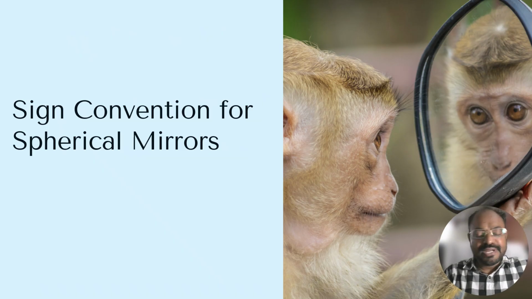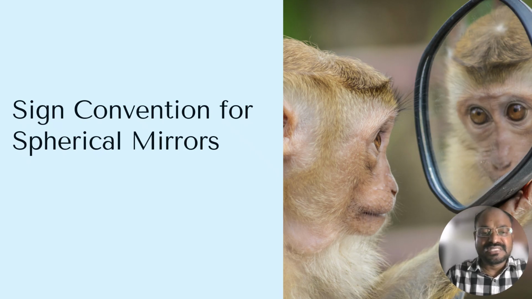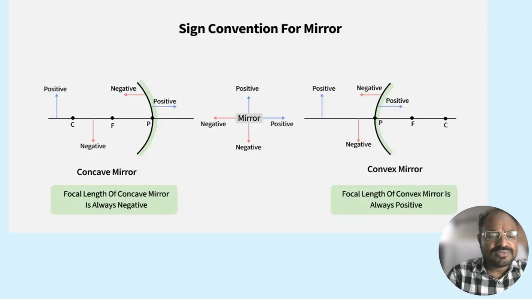For examination point of view, and also to solve the problems in spherical mirrors, you need to know about the sign convention of spherical mirrors. Now let us see the sign convention of spherical mirrors, which is going to be very important for problem solving. Here I have drawn two mirrors. One is a concave mirror on the left hand side and a convex mirror on the right hand side.